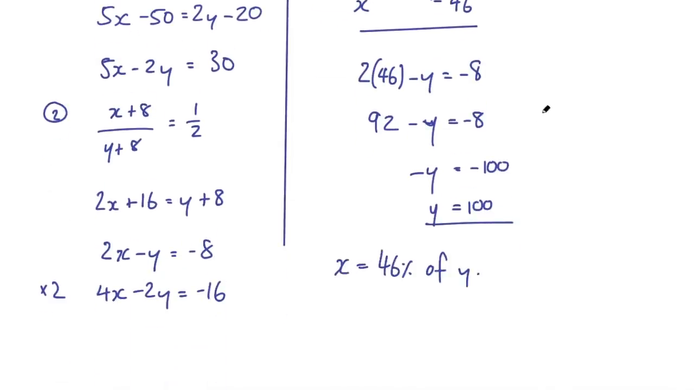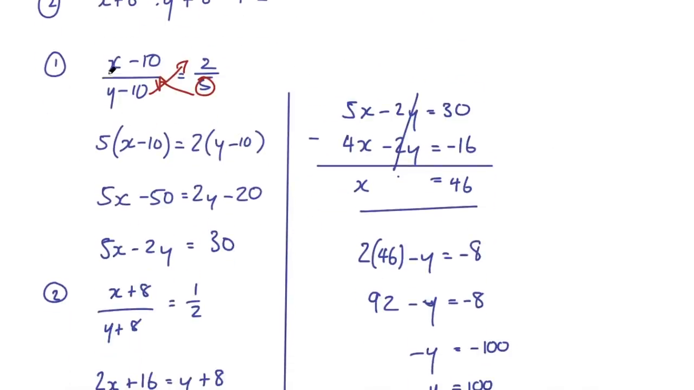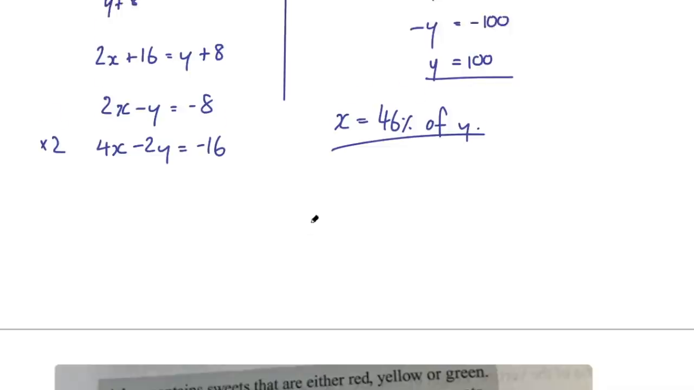And you could put those numbers back into one of these original equations. So put 46 in here and 100 in there and see if it equals 2 and 5. So that's one way to check your answer is correct. But x is 46% of y is my final answer for that question.